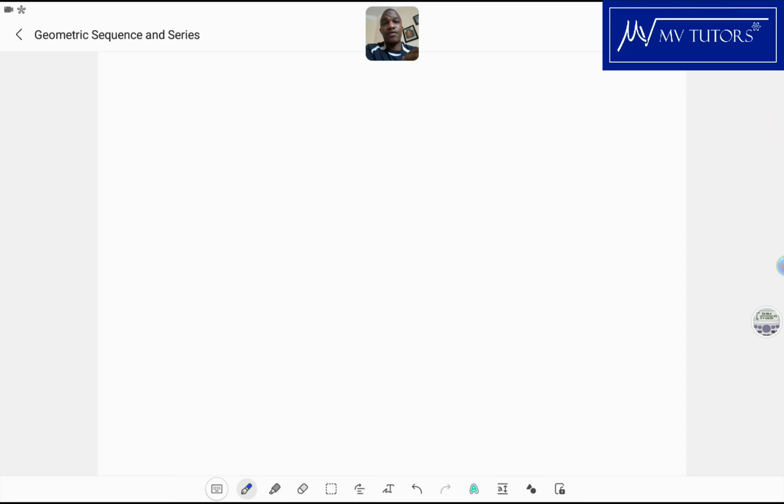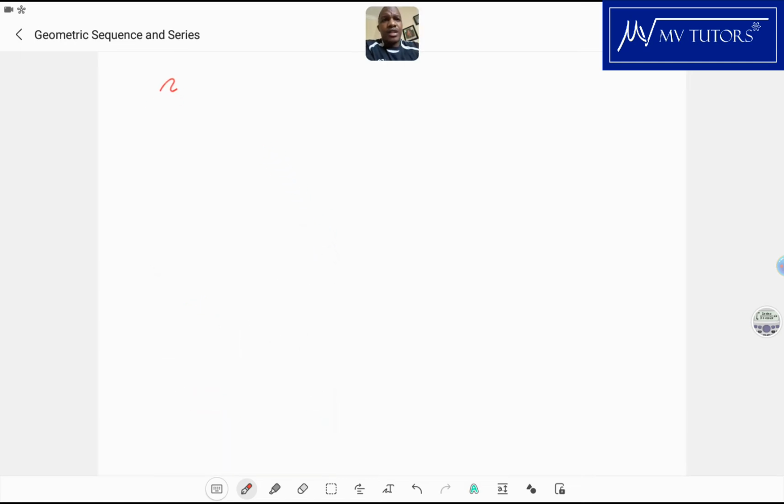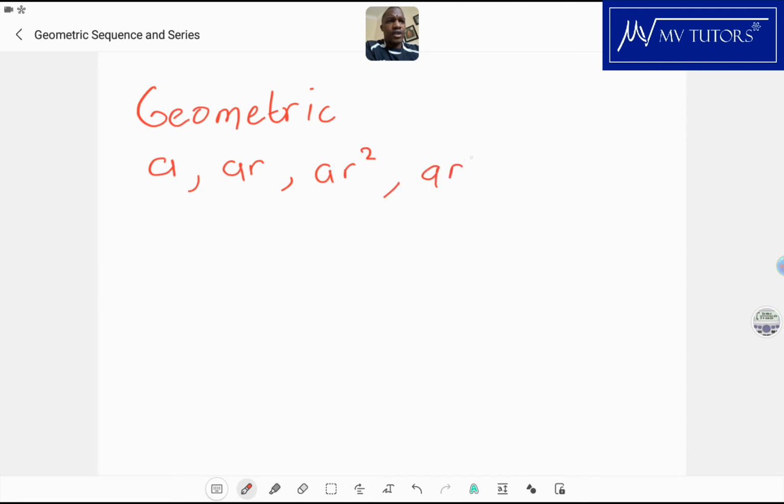Now, I've already told you the difference between a sequence and a series. Let's talk about the geometric sequence, because there are really different kinds of series. The one we're talking about today is the geometric one. So what makes it a geometric one? Now, this is a geometric series. It's given by this. Let me just add one more so that you can see the trend. So this is a geometric series where A, as you can see, is the first term.